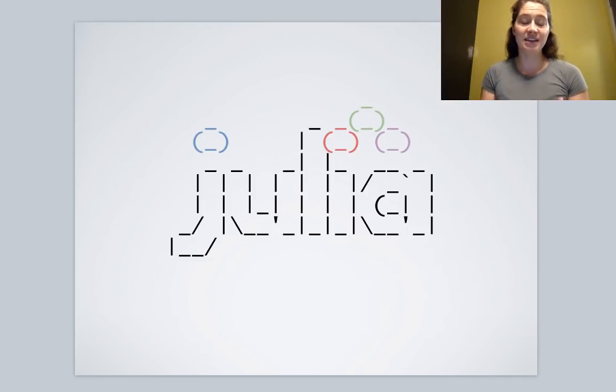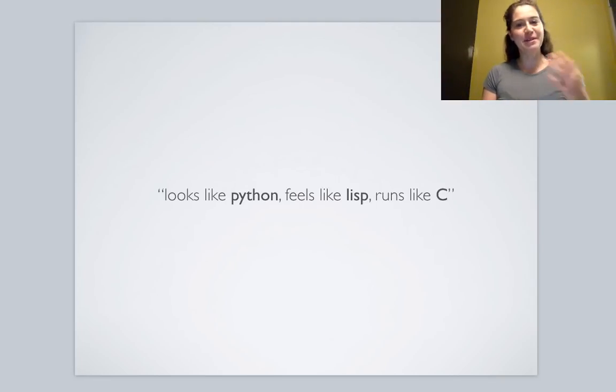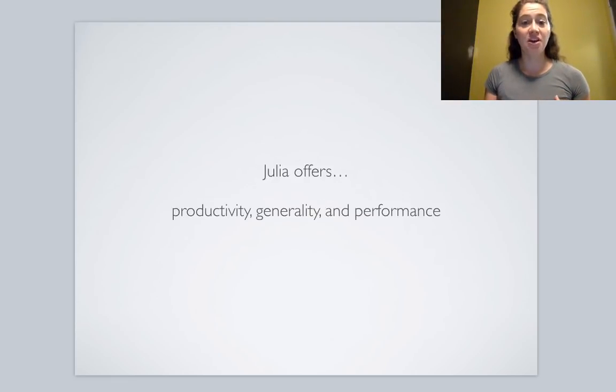And Julia was designed to address this two language problem, where the tagline of Julia is, looks like Python, feels like Lisp, and runs like C or Fortran, with the idea being that Julia can offer you productivity, generality, and performance. So when we say that Julia offers all three of these things and helps us avoid trade-offs, I'll talk you through what I mean when I refer to each of these characteristics.